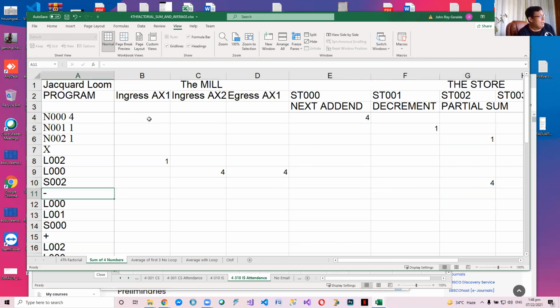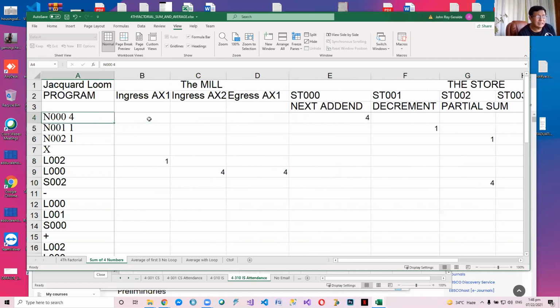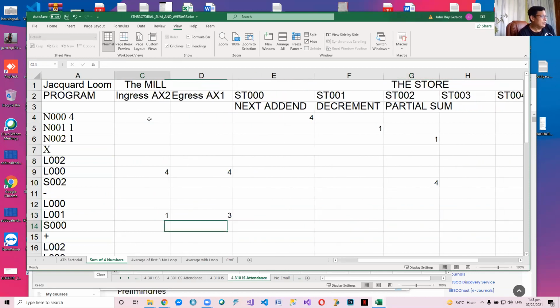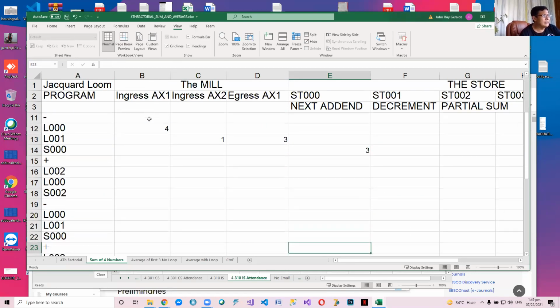Okay? The next step is to compute the next addend. Remember, our current addend is 4. We want to have it as 3. The next addend is 3. So we'll do a minus. We'll load the 4, L000, and we'll load our decrement, which is 001. So 4 minus 1 will become 3. And then we'll store it here. So our next addend is 3. Do you follow? Next addend is 3.